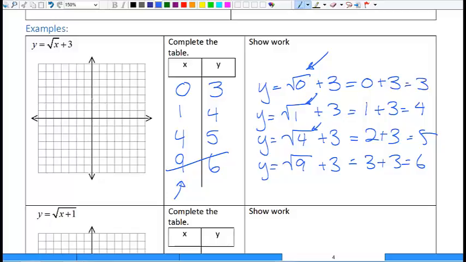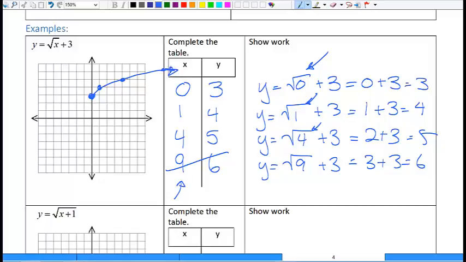So when I plot 0, 3, that's left and right 0 and up 3. Then 1, 4, then 1, 2, 3, 4, 5, and the next one would be out here, 9, 6, off my picture.